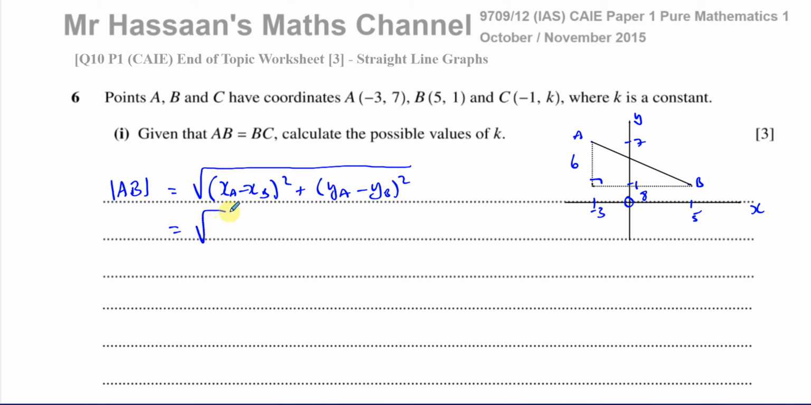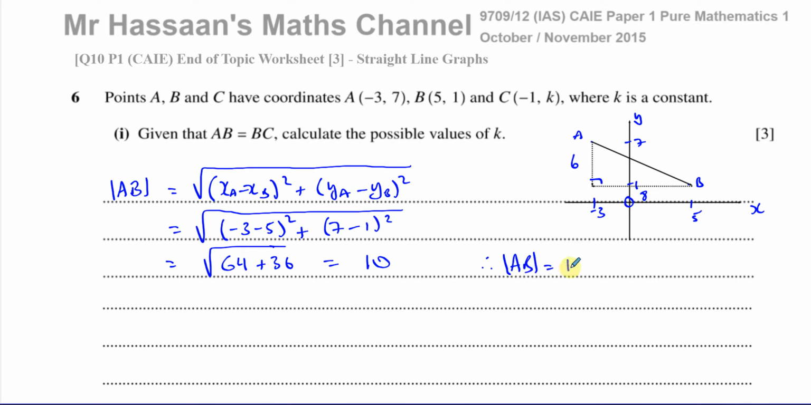So when you do x_A minus x_B, it gives you the difference of 8 units. So you have -3 minus 5, squared. When you square it, it's 8 squared, which is 64. And then you have y_A minus y_B, which is 7 minus 1, giving you 6 squared. So you end up with the square root of 64 plus 36, which is the square root of 100, which gives you 10. So we can say the length of the line AB is 10 units. Okay, so we know that from this.